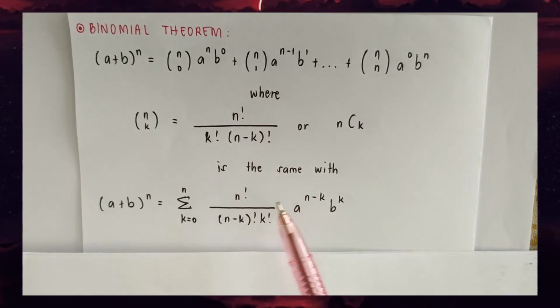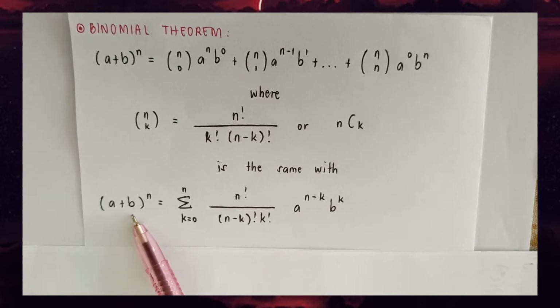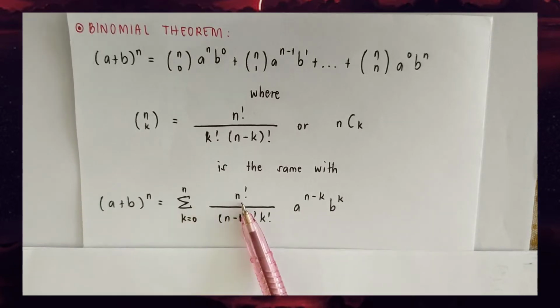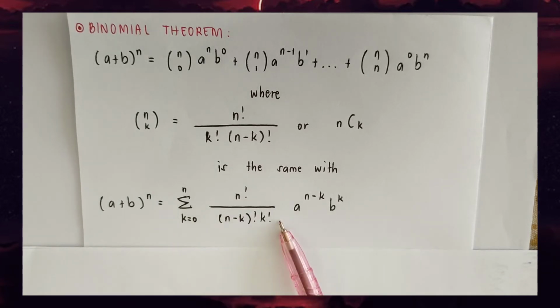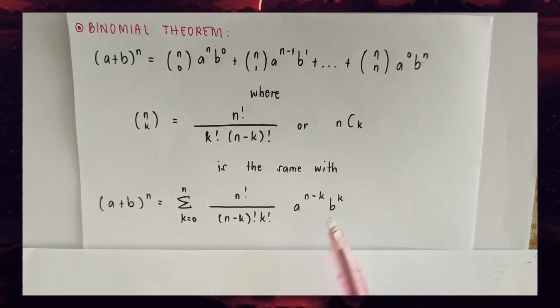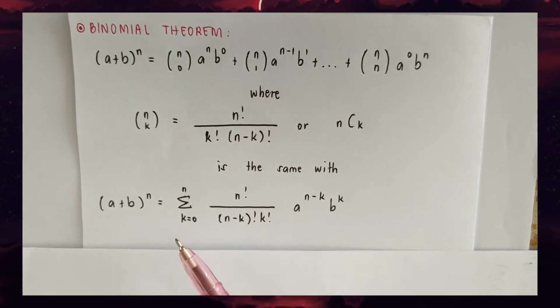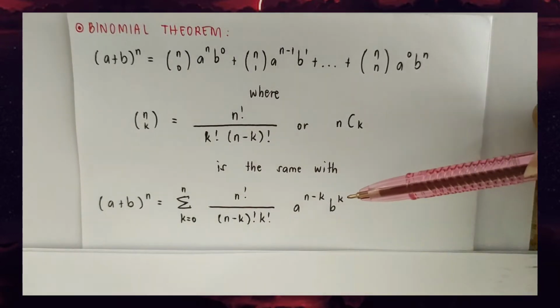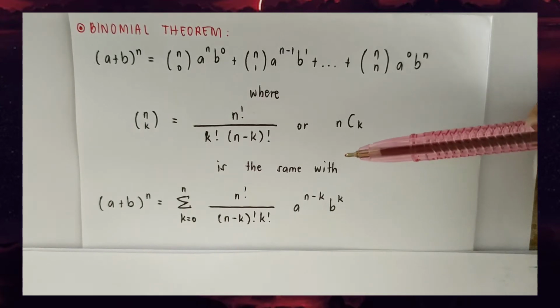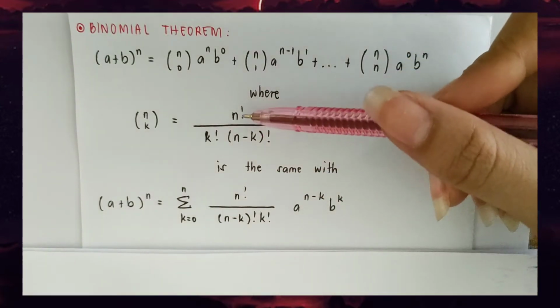It is also the same as the quantity of a plus b raised to n equals the summation of n factorial all over k factorial times n minus k factorial, a raised to n minus k, b raised to k, from k equals 0 to n. Okay, before we proceed with the binomial theorem, let me first introduce to you what factorial means.